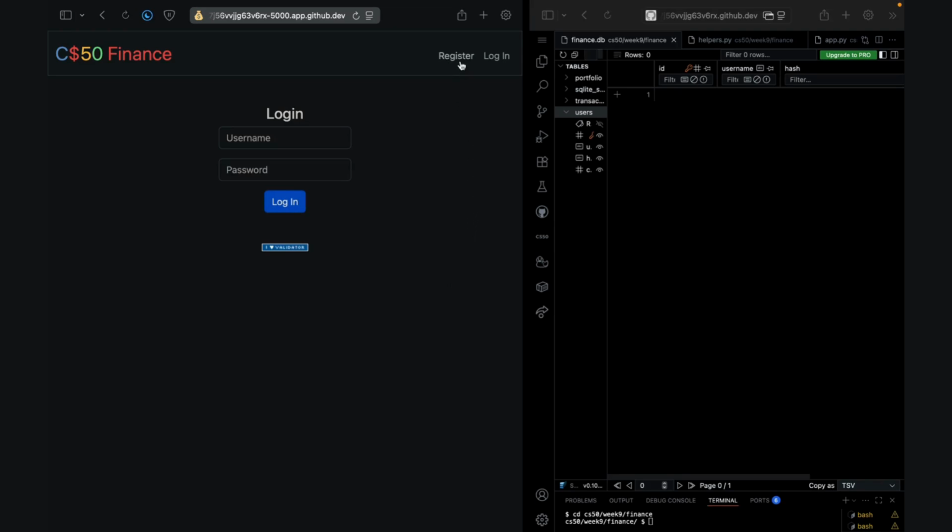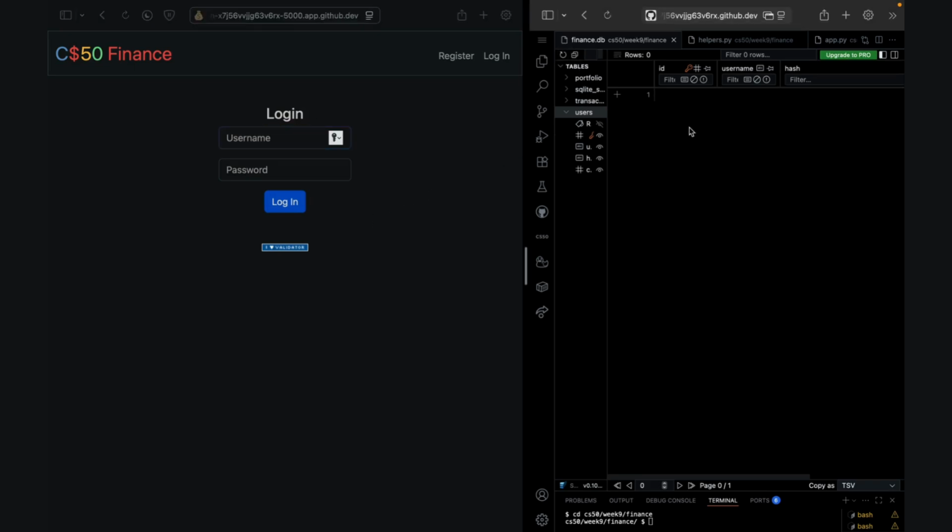Firstly, we must register to log into this app. So I will type the username, and the password will be HELLO. When entering our password, the password isn't directly saved into the SQL database. Rather, the application uses industry standard Werkzeug security for password hashing and authentication.